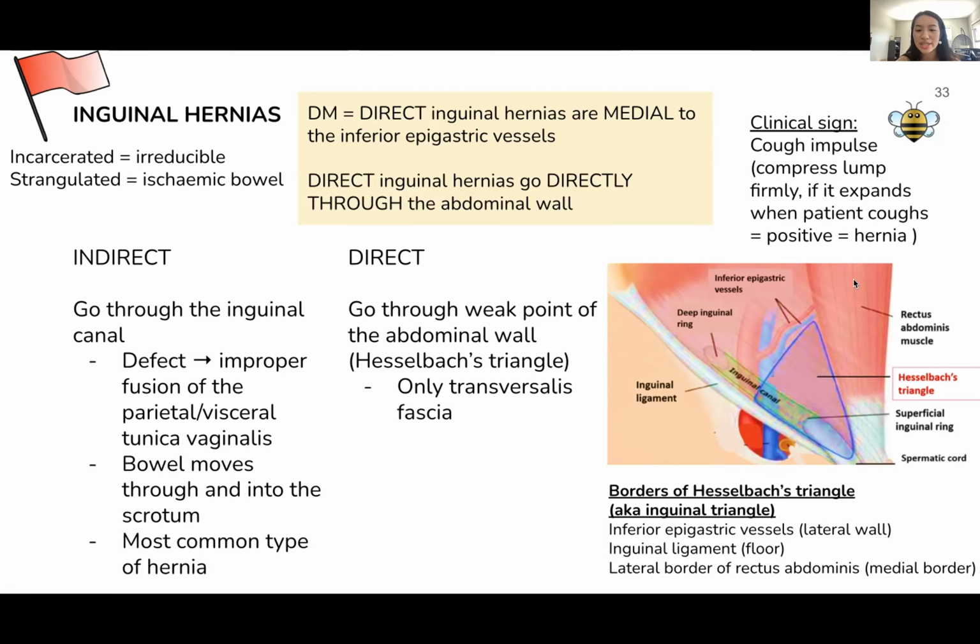Now, it's really important that you remember the borders of Hesselbach's triangle, because they like testing on that for some reason. And that's where, for example, people who do heavy lifting, or weightlifters, often have it come out through the abdominal wall. So remember, it's bordered by the inferior epigastric vessels, the rectus abdominis muscle, and then the inguinal canal at the bottom, or the inguinal ligament, more likely. Yeah. And then indirect is the one that actually goes through the inguinal canal.